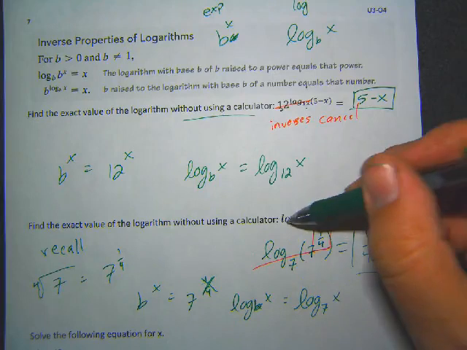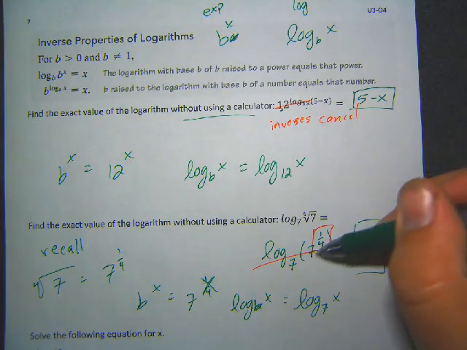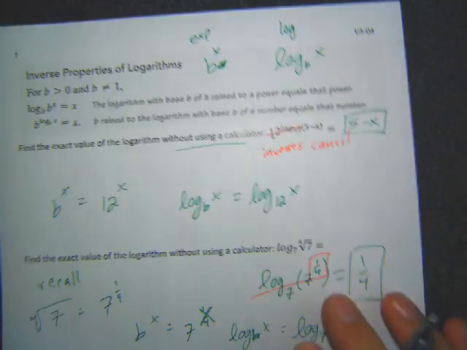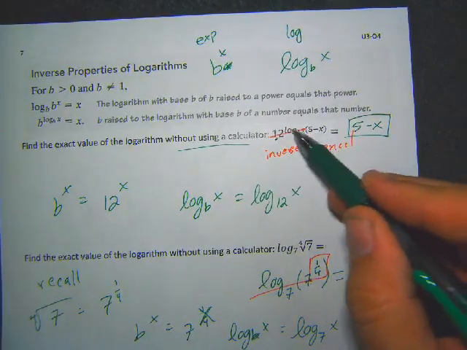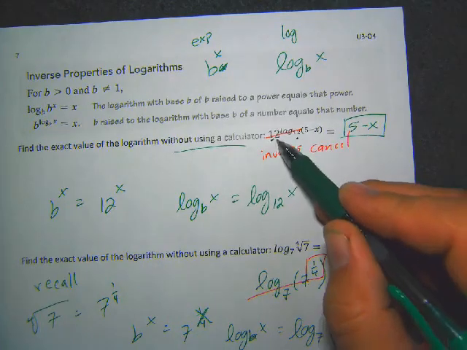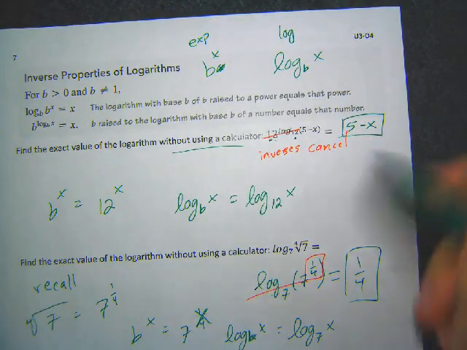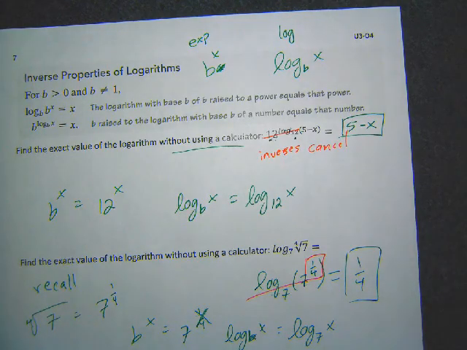So whenever you see a log and then something to a power like this where the bases match, you can cancel everything except for that power. When you see a base to the power with a log of the same base, those cancel, and you just get that power. So that's going, again, from the inverses, the fact that these logs are inverses.